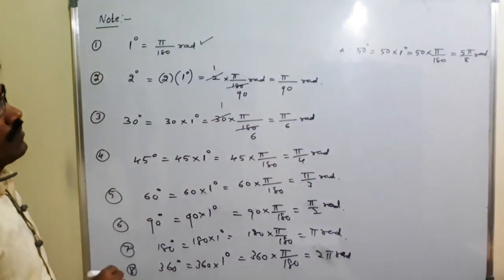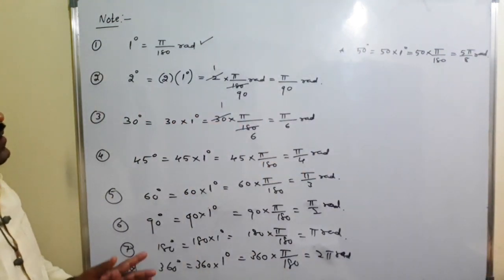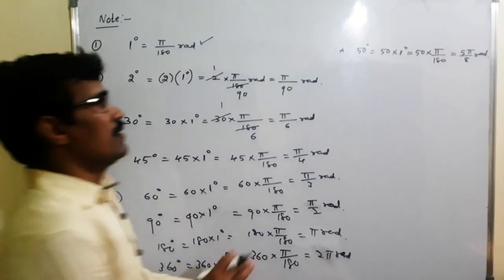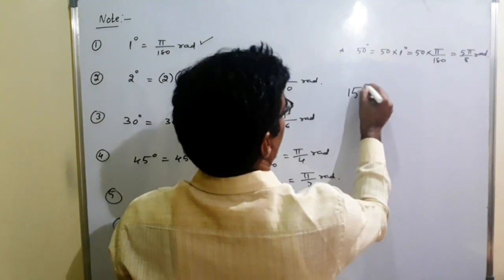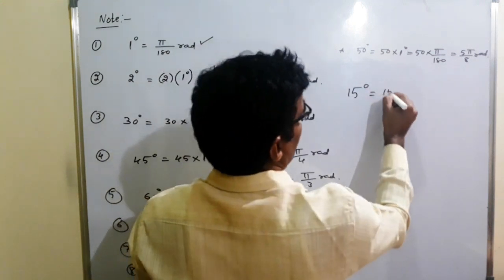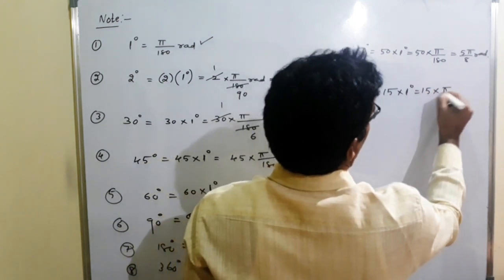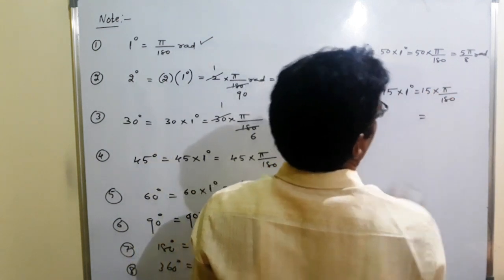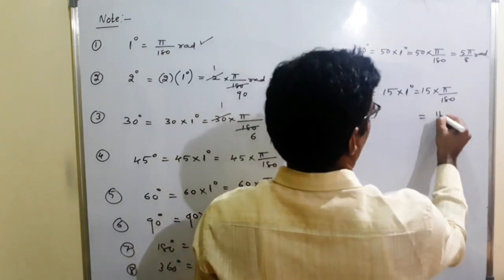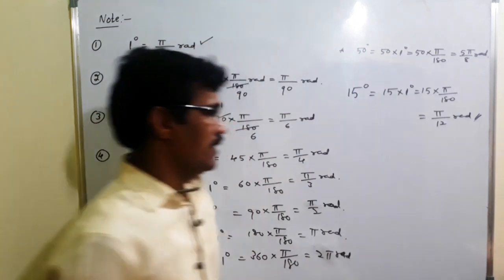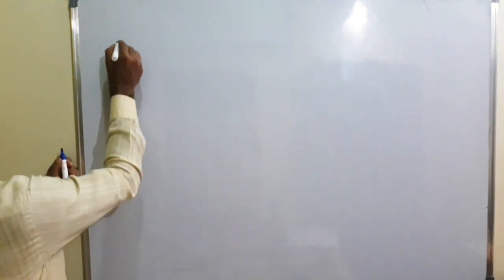So here this is the conversion of degrees into radian. Suppose 15 degrees. 15 into 1 degree. 15 into pi by 180, which is equal to pi by 12 radian. Students, next trigonometrical functions.